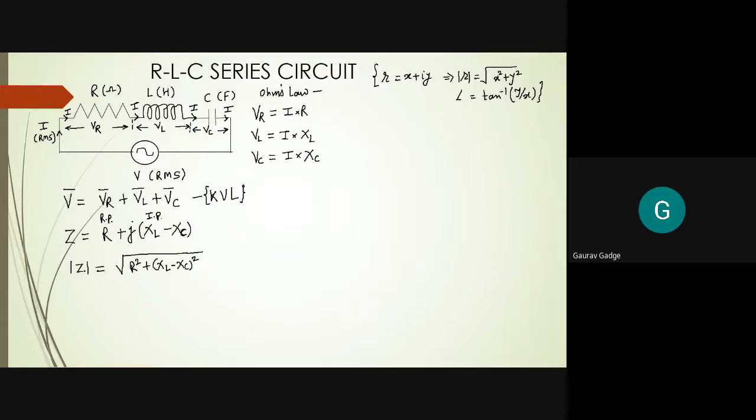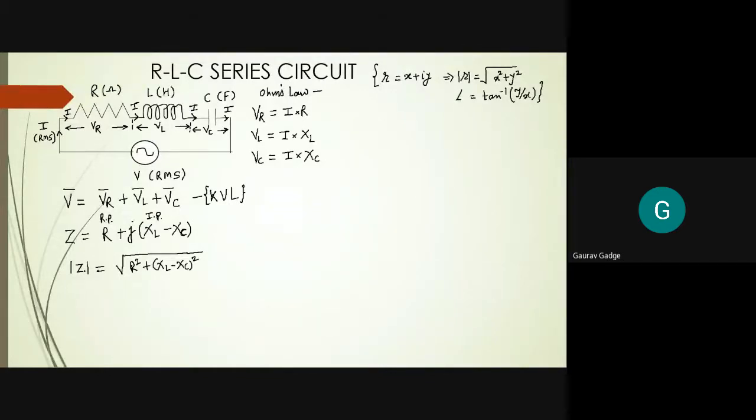Okay, so this is the heading, RLC series circuit, and this RLC series circuit is the next topic after RL series and RC series. RL series and RC series we have already discussed with phasor diagram, voltage triangle, impedance triangle, and then power graph. Now all three elements are clubbed together, that is R, L, and C connected in series.